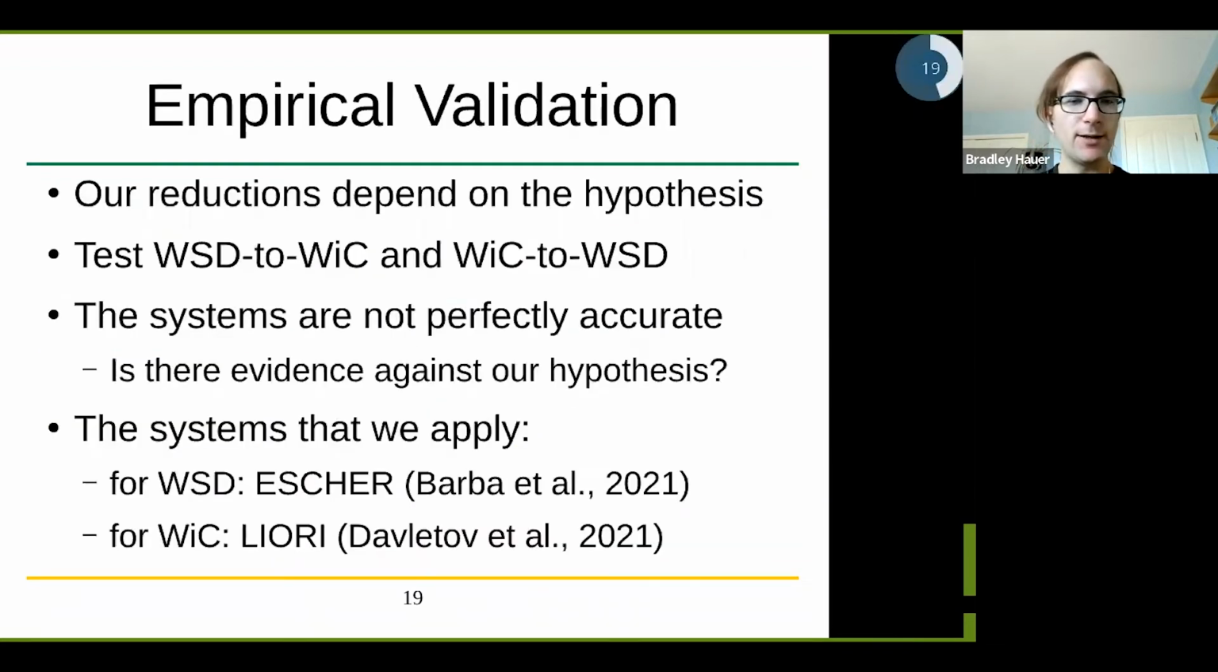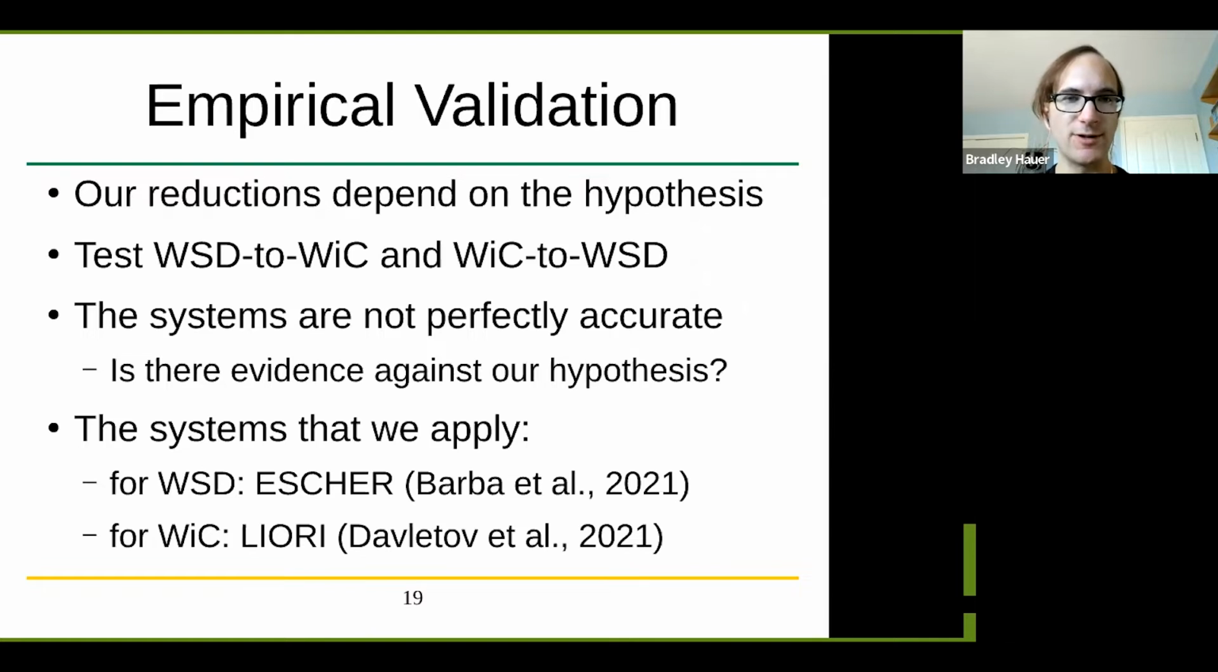So now that we have made this theoretical argument, how can we validate it empirically? How can we argue that this actually works in practice? Our reductions all depend on this sense meaning hypothesis, and we're going to test the 2 reduction directions exemplified on the previous slide. We're going to test reducing WSD to WIC and vice versa.